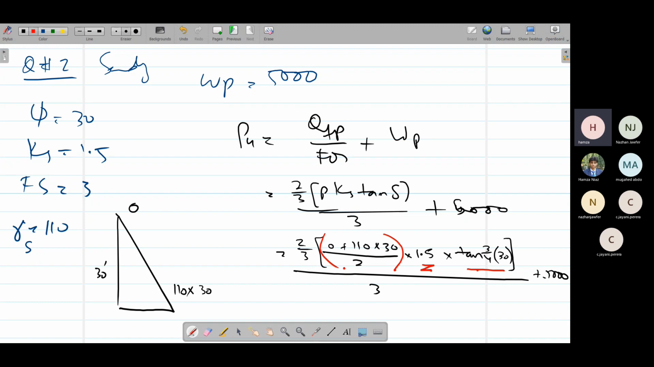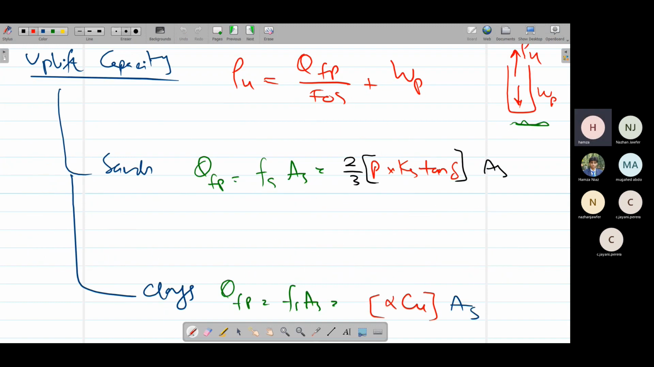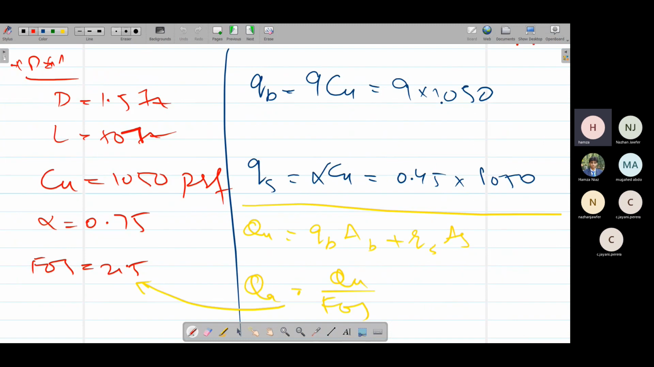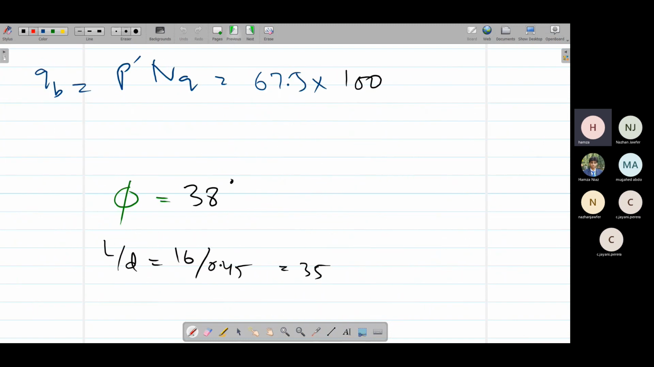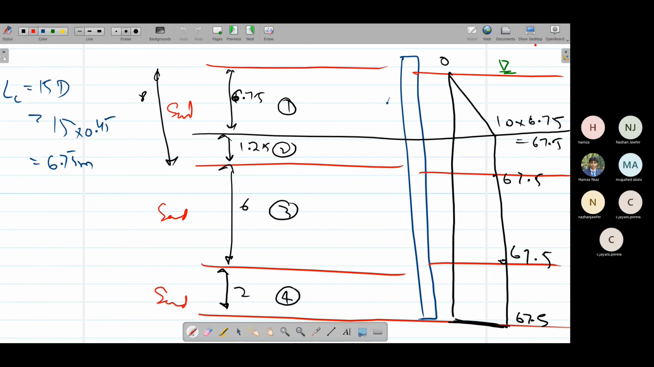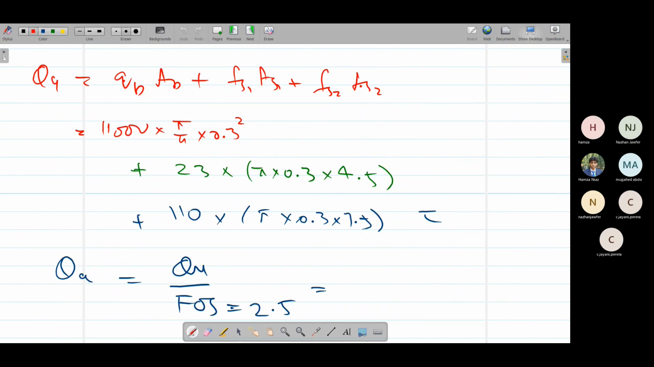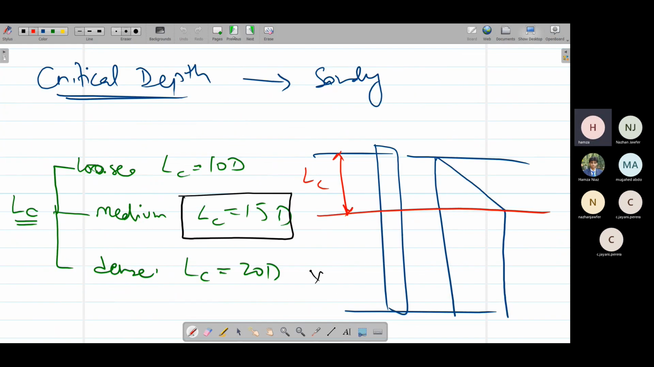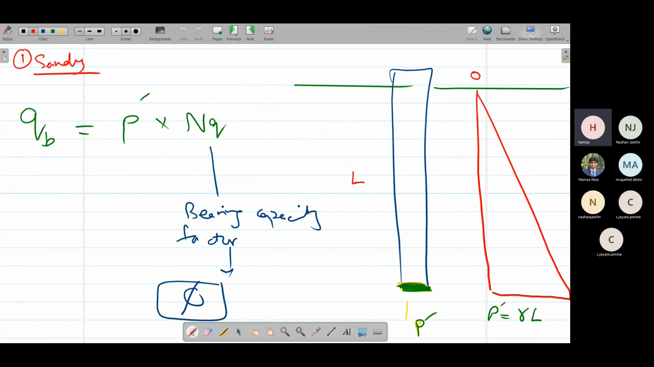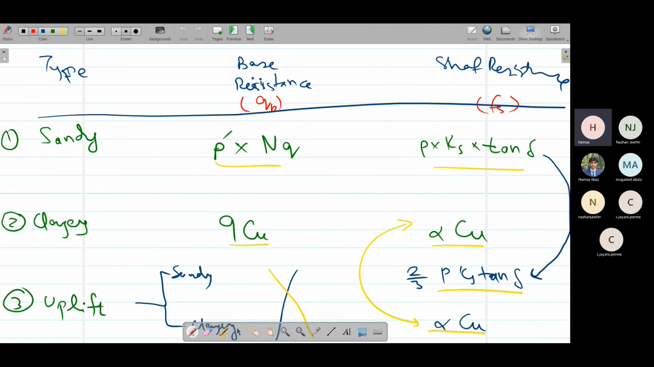So any issue in this pullout capacity, in the sandy or the clay? Because these are all similar, just the difference is in the formulas. So if you memorize, I find it easier to memorize in a formula table. So if you draw a table and try to memorize, this is quite simple. This summary is quite simple. Any issue? No.